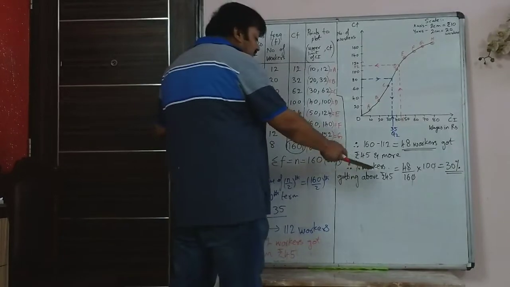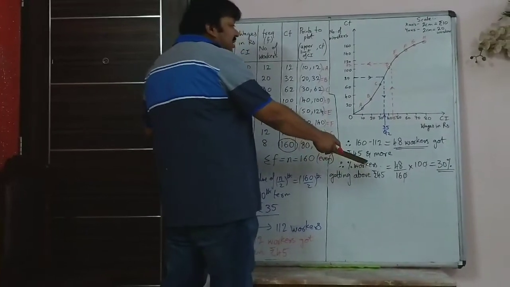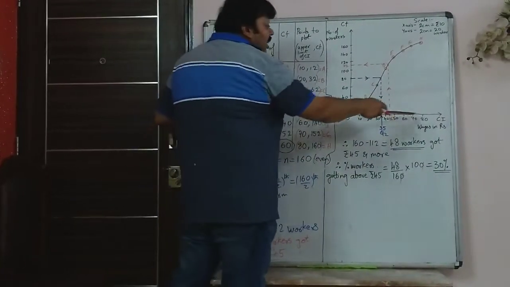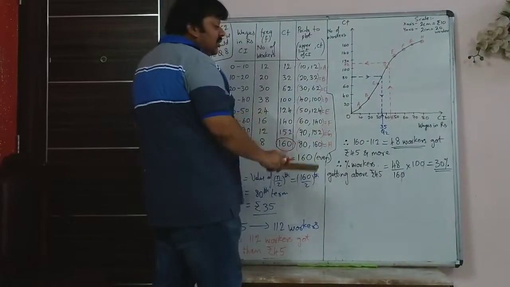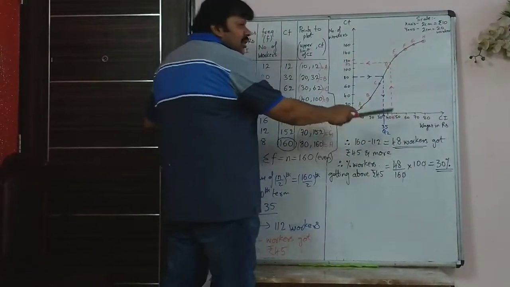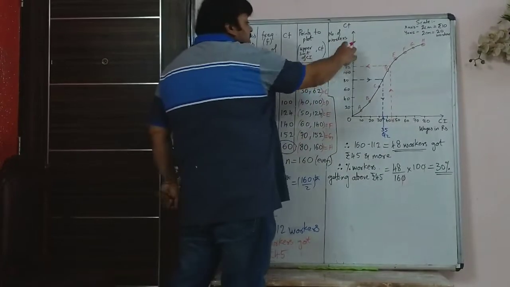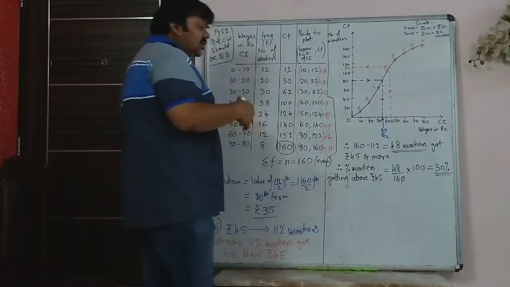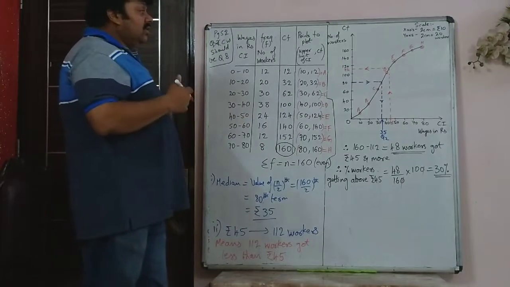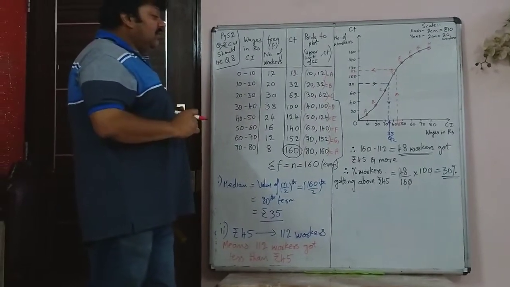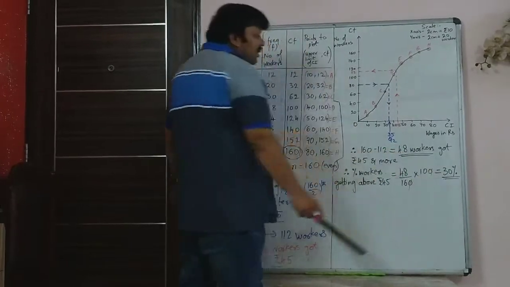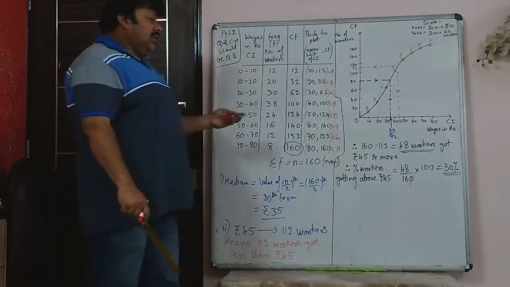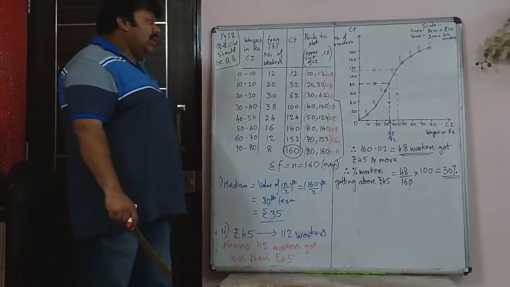So therefore the percentage of workers getting above rupees 45 is 30%, even though the absolute number of workers was 160 minus 112, that is 48 workers. So you are getting this answer as the answer to the second part. Now you are left with finding the quartiles.